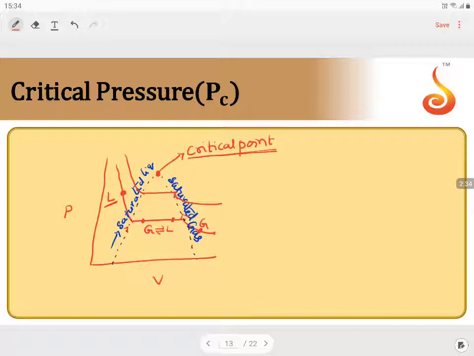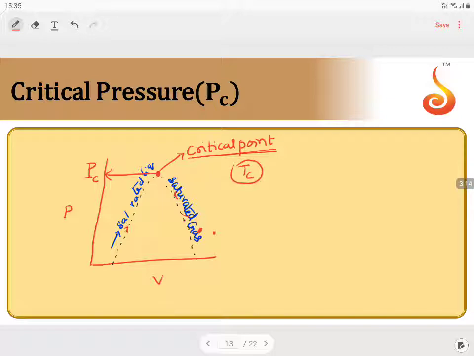Let us consider this particular one. I'm just erasing this so that it can be easy for us to understand. If I draw the horizontal line over here, this horizontal line onto the pressure axis indicates the pressure achieved at the critical point. That means the pressure applied on the gas to reach the critical point at critical temperature. This is happening at what temperature? At critical temperature, Tc.